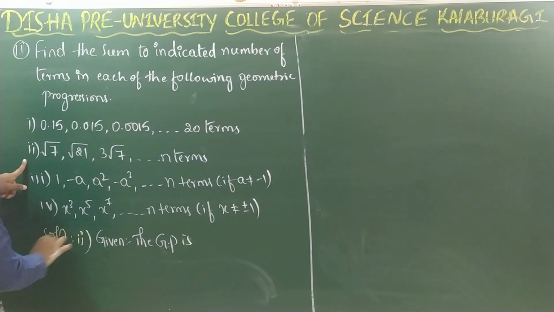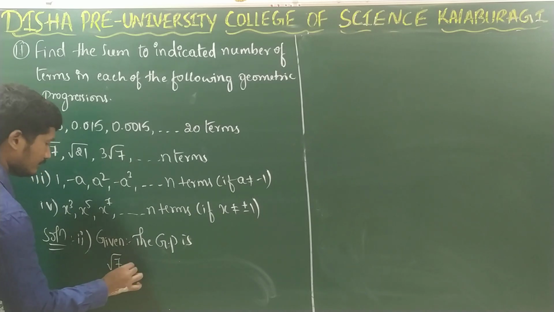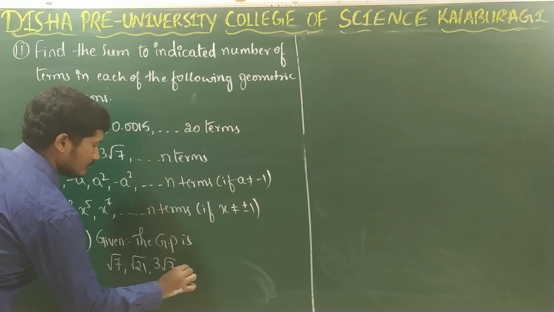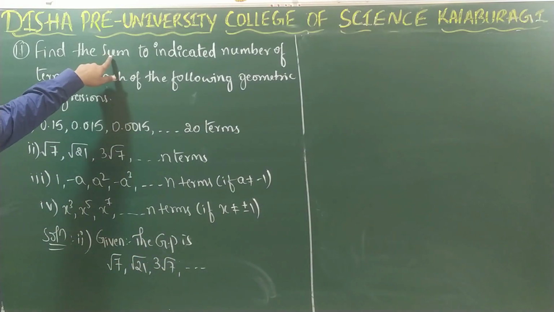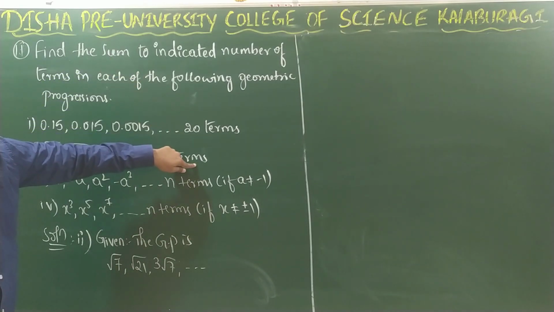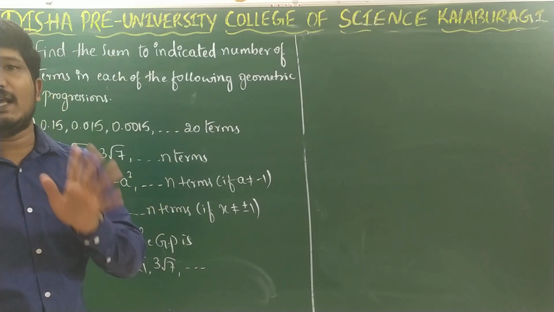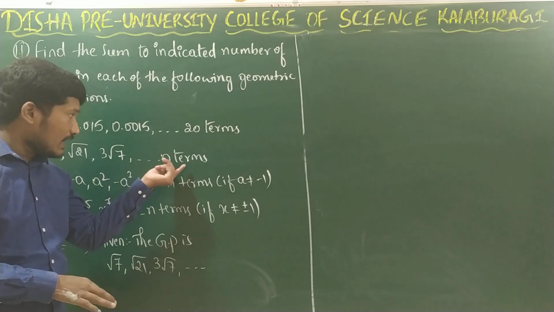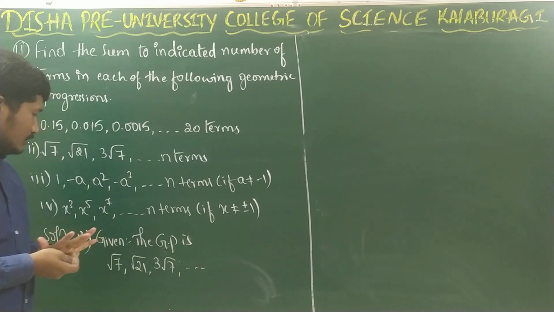See here. So first let us write the given geometric progression. Right? What is that? Root 7, root 21, 3 root 7, and so on. Right? So what do we have to calculate? We have to calculate the sum to how many terms? n terms. So that is, we have to calculate the value for Sn. So here n is equal to n, because they are asking us to calculate the sum for n terms.